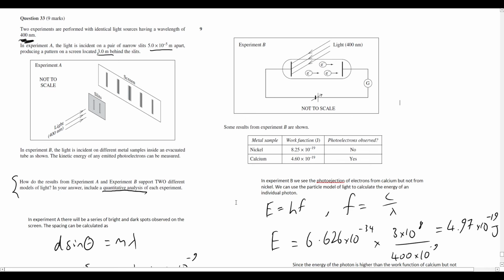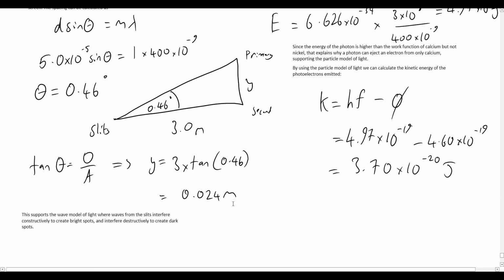So that's question 33. That is 9 marks. That is quite a hefty question, but that's all we need to do.